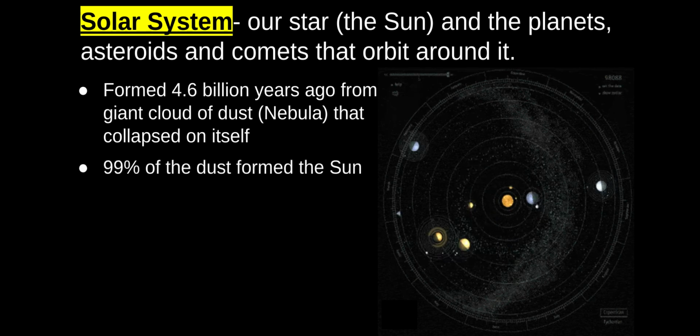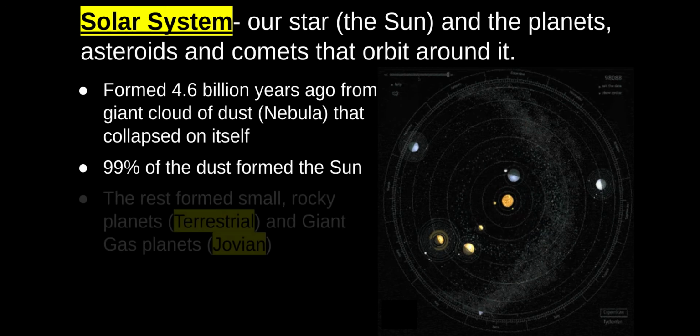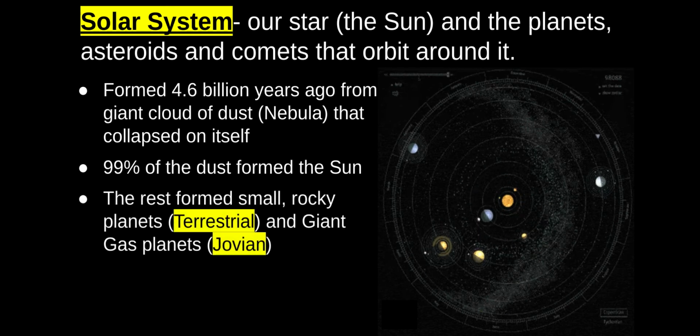Most of the dust from the nebula created our star, the sun. So 99% of all that dust got pulled together and ignited and created the sun. We'll talk more about the formation of stars next week. And then the rest of the dust from that massive nebula formed planets.